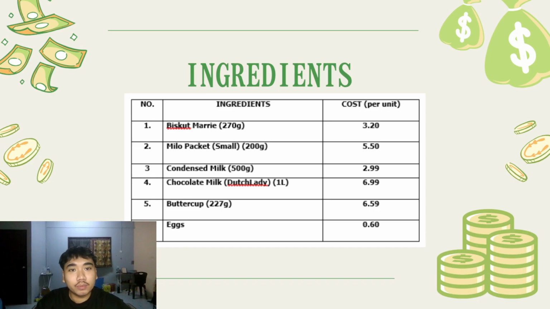Like this Biscuit Mary, we got 3 ringgit 20 cents per unit. Milo packet, small, 200 gram, only for 5 ringgit 50 cents. Concentrated milk, 2 ringgit 99 cents. Chocolate milk, 1 liter, is only 6 ringgit 99 cents. Buttercup, 6 ringgit 59 cents. And eggs, only 16 cents.